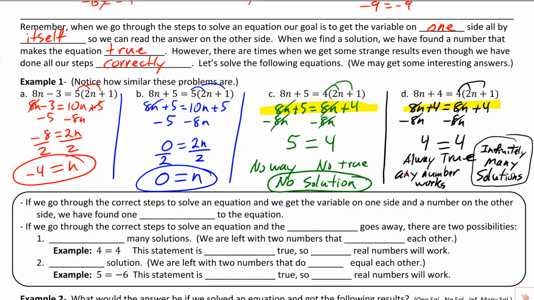So in this box right here, I've kind of got a summary of what we're talking about. If we go through the steps and solve an equation and we get the variable on one side and a number on the other side, then we've found one solution to the equation. So write the word solution here. This is what happens most of the time. Whenever you've solved an equation like these first two, every time you get one answer, you're all set to go, you're finished, and we feel good about it.